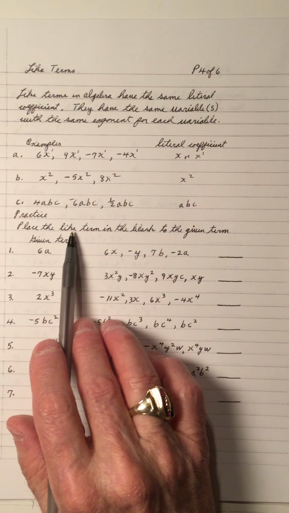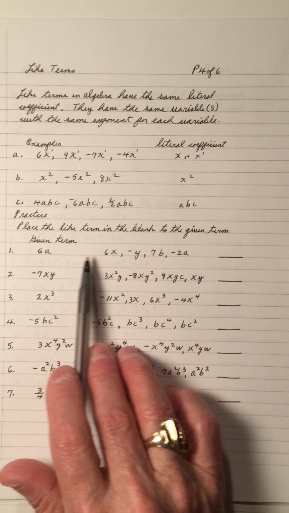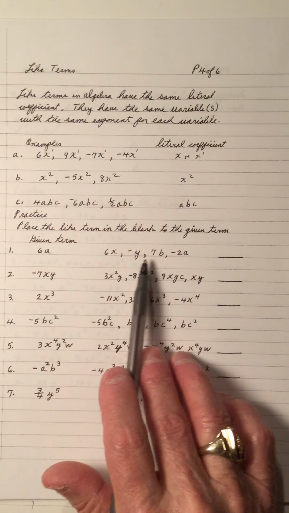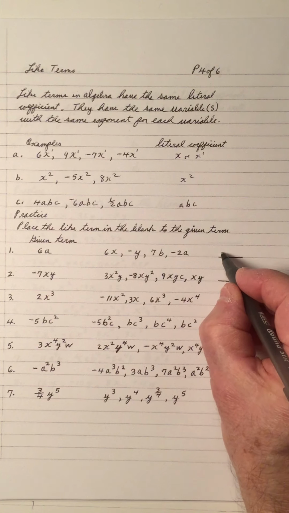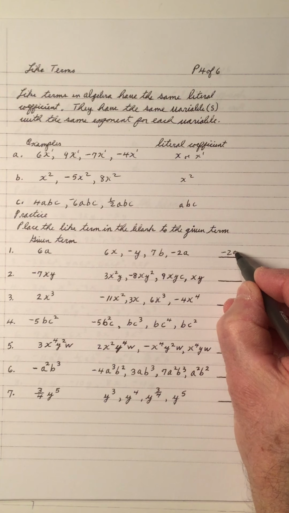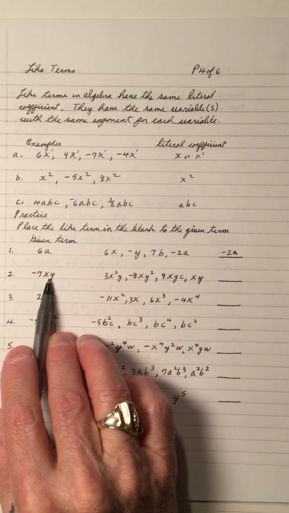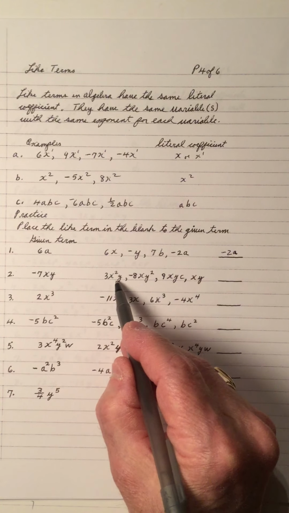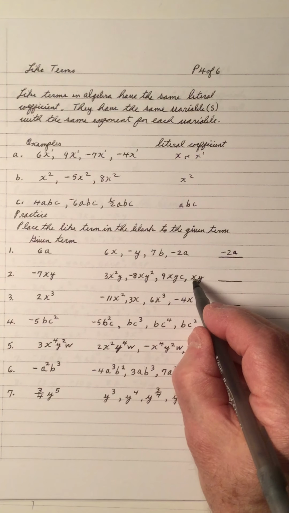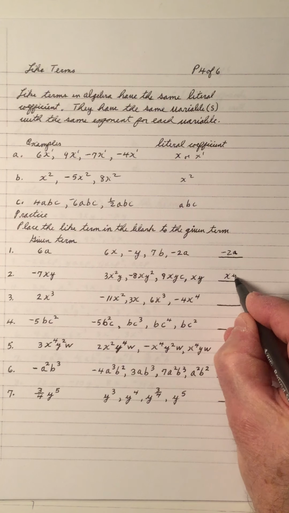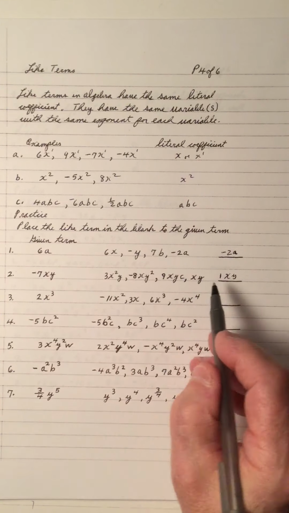Practice. Place the like term in the blank next to the given term. So here's your given term, 6a. Which term over here is like 6a? It has to have an a. No, no. Oh, there it is. Negative 2a. Same variables, same exponents. Negative 7xy, I have to have an xy. Nope, that's an x squared. That's a y squared. That's xyc. Nope, so it's there, xy. And what number's in front of this? Understood to be a 1. So that has an xy.